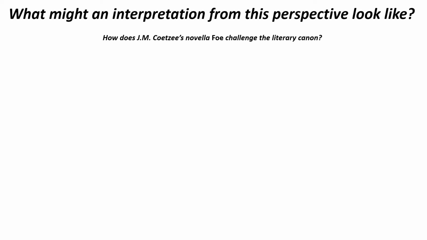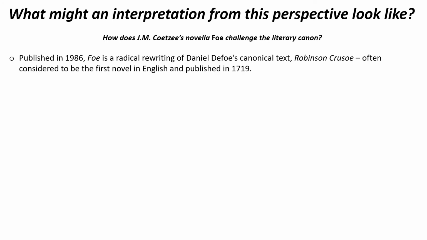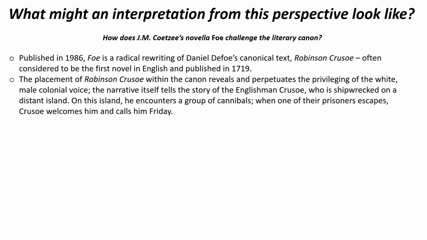What might an interpretation from this perspective look like then? Well, I've taken the example here of J.M. Coetzee's novella, Foe, which really challenges the literary canon. So Foe was published in 1986. It's a radical rewriting of Daniel Defoe's canonical text, Robinson Crusoe, which is often considered to be the first novel in English, and it was published in 1719.